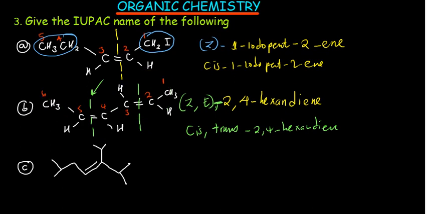And let's look at the last one here. How do we get to name it? The first thing that I'm going to do is identify the longest chain. We can already see the functional group, which is an alkene. So the longest chain, we are going to number in such a way that the alkene receives the lowest number. So position number 1, position number 2 here, position number 3, number 4, number 5, number 6, and number 7 there.